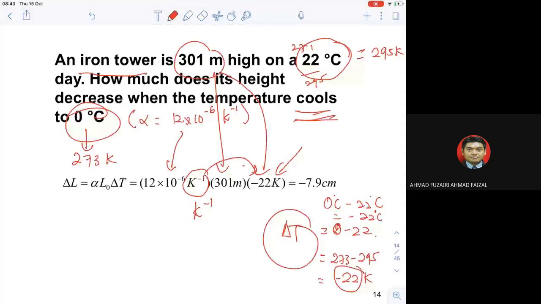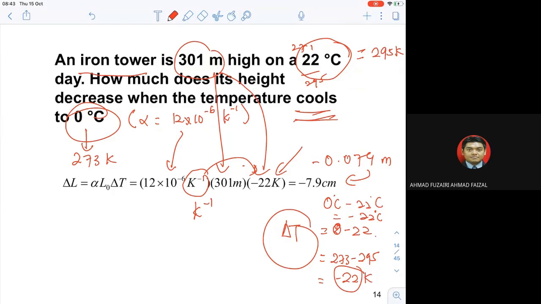I hope you understand this part. Don't get confused about whether to use Celsius or Kelvin, because we want to get only the delta T, the difference in temperature. And then, of course, the value will be negative 0.079 meters, which is also equivalent to negative 77.9 centimeters.